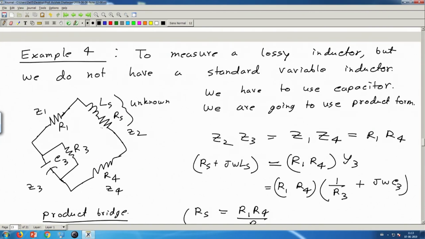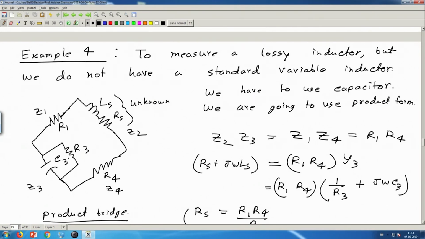a lossy practical inductor which has some resistance also, which could be just the coil resistance. So, this is not pure, and we found that the simplest bridge that we can use to measure this is this one. This is a product bridge because two opposite arms Z1 and Z4 are pure resistance. And this is an RC parallel combination.